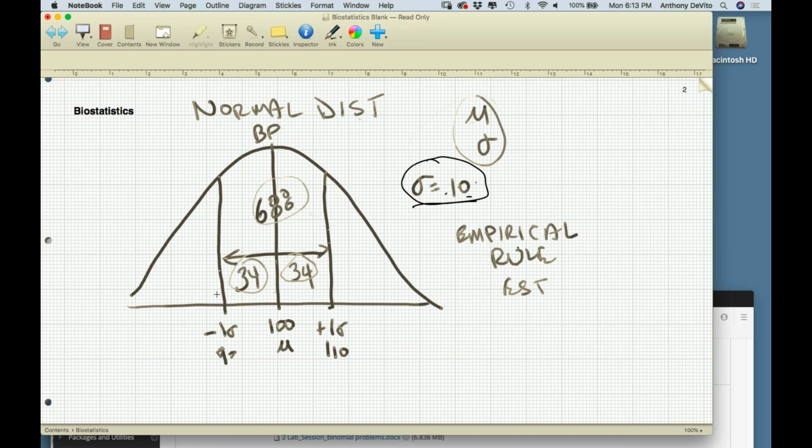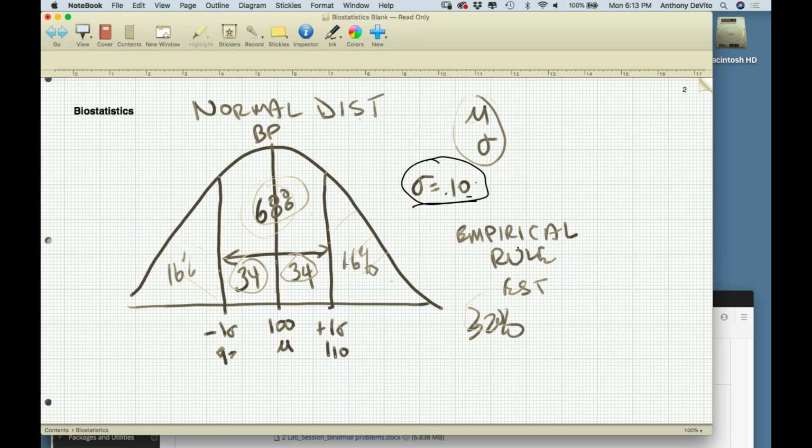Now, let me ask you again, what percentage of this population is going to have a blood pressure below 90? Anybody want to hazard a guess? Well, we've accounted for 68% here, right? That leaves 32% of this population. So we have this area unaccounted for, and this area unaccounted for. Since it's symmetrical, these areas are the same. So 16% of the population would be here, and 16% of the population would be here.